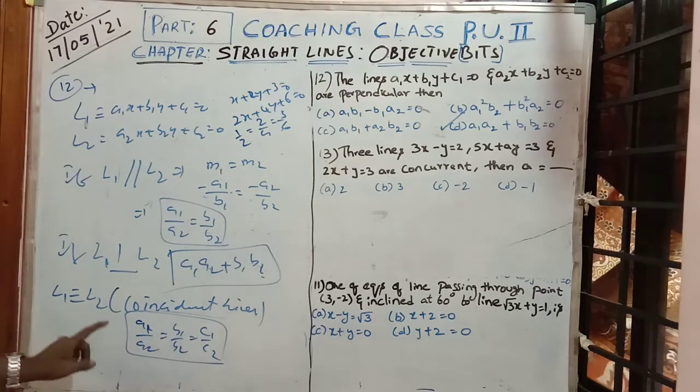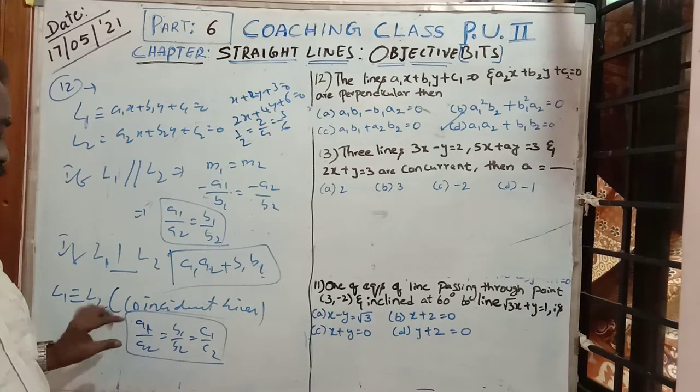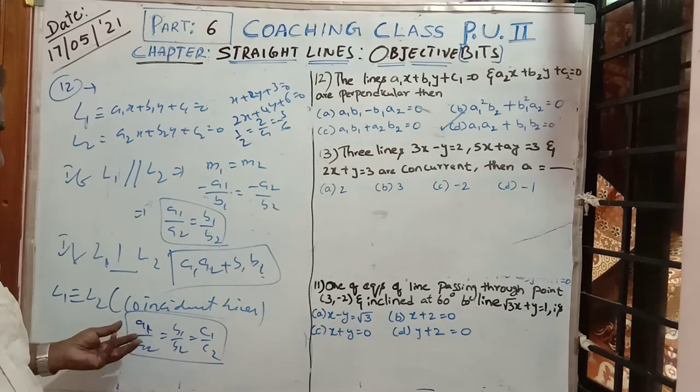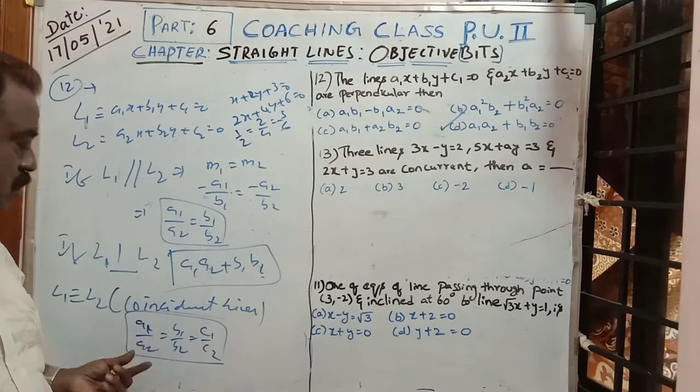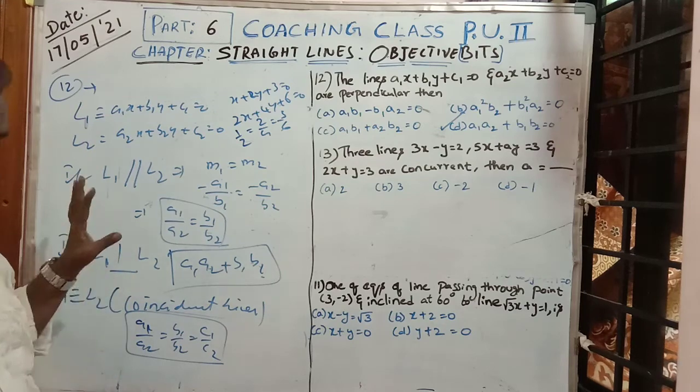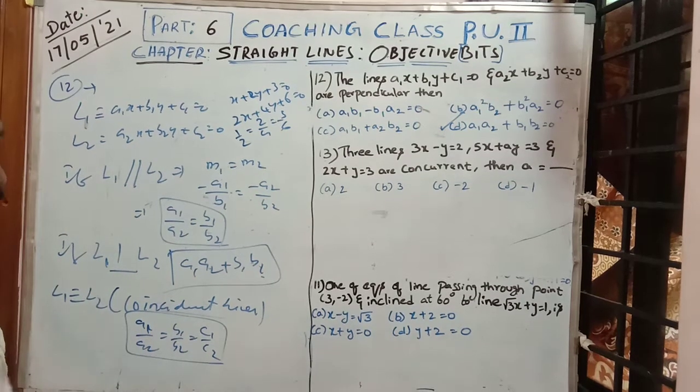Okay, now coincident lines are the same lines. Simply, if A1 by A2 equals B1 by B2, the lines are parallel. If you take the three constants and that ratio is also equal, they are coincident lines. That is the difference.